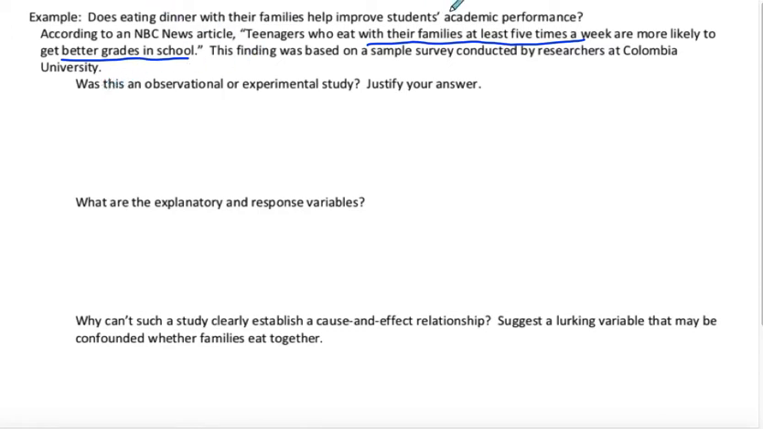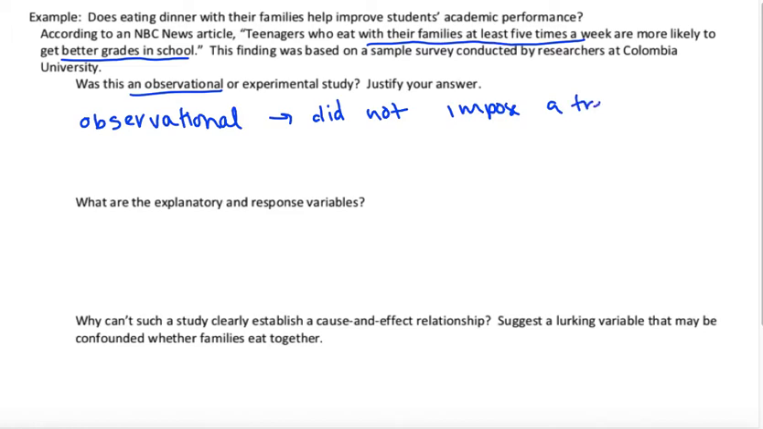Okay, so they didn't control this. They didn't make families eat 5 times a week. So this is going to be an observational study. And to justify my answer, we would say they did not impose a treatment. And in this case, our treatment is eating with family. So they didn't impose this treatment, they just observed it happening.